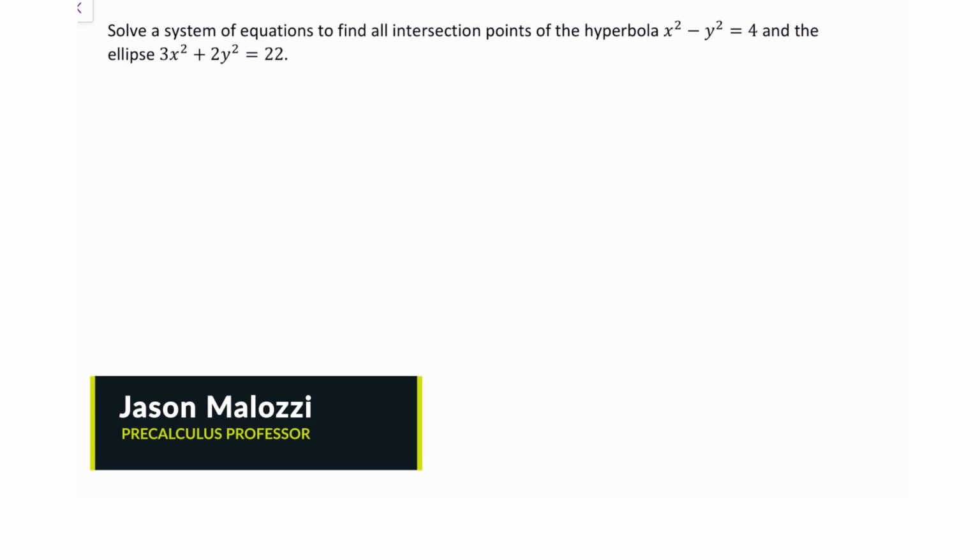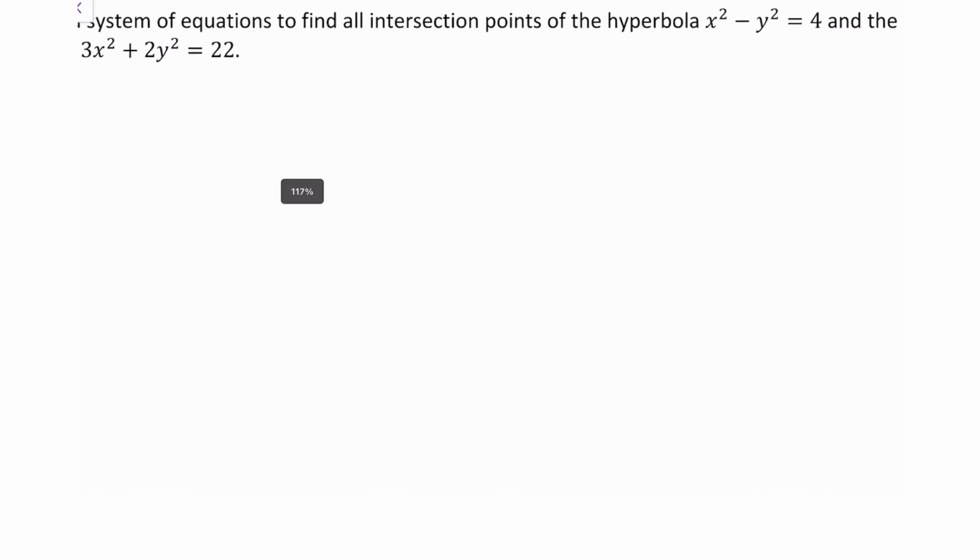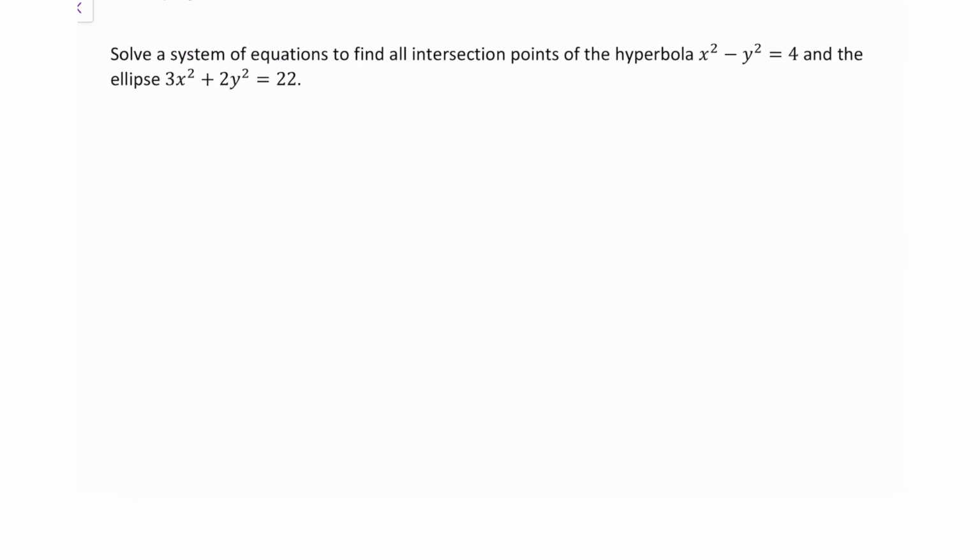What we're going to do in this video is use a system of equations to find all the intersection points between the hyperbola x squared minus y squared equals 4 and the ellipse whose equation is 3x squared plus 2y squared equals 22. So the first thing we're going to do is set this up as a system so we can see what our best plan of attack here is.